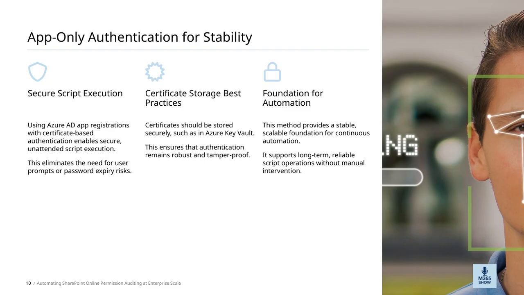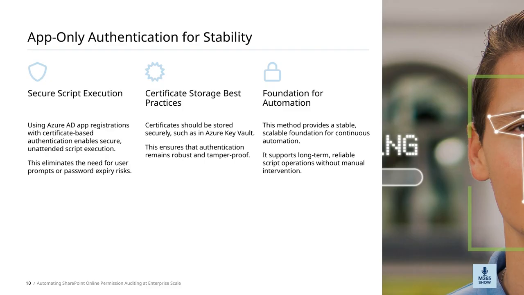Now, to keep this system secure, certificates should be stored in a safe location, like Azure Key Vault. This approach makes sure that our authentication remains robust and tamper-proof, reducing risks associated with credential exposure. Using Azure AD app registrations with certificate-based authentication is a best practice here. It allows our scripts to run unattended and securely, without the need for user prompts or worrying about password expiry. Overall, these strategies support secure, reliable, and scalable automation at the enterprise level, aligning perfectly with our goal of streamlined permission management.